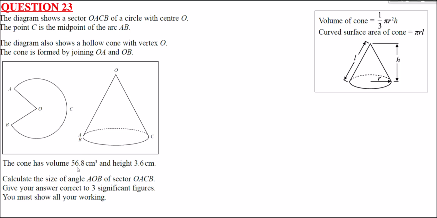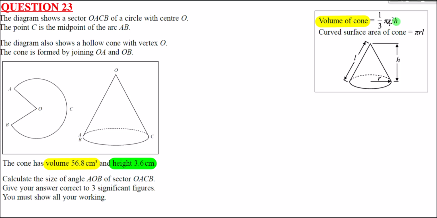We need to calculate the size of angle OAB of sector OACB. So let's just unpick this step by step. So we're told it's got a volume 56.8 and a height 3.6. Now we are given a formula for the volume of the cone, so we can use these two values in just a moment. So if I highlight the volume in yellow and the height 3.6, that's h. So we're going to use this in a moment.